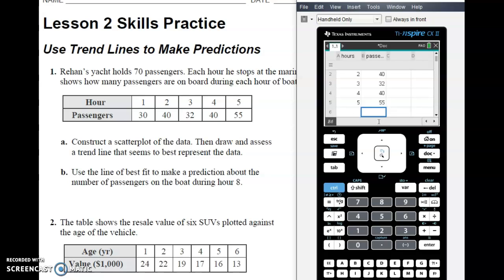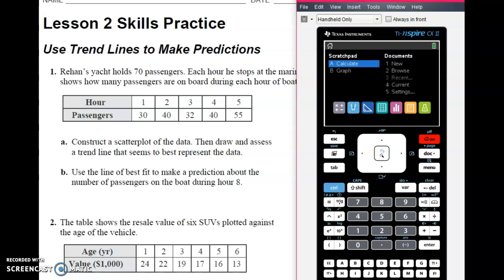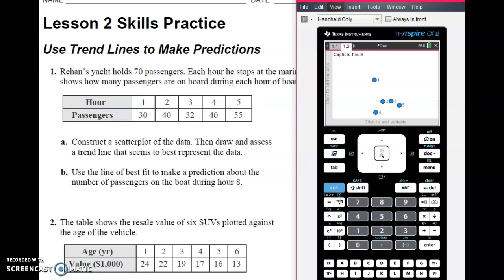Once you have your table, go back to your home screen. I'm going to hit the statistics. And in order to make this look like the graph on the previous page, I need to label my x-axis as the number of hours. That's the independent variable. The dependent variable is the y-axis, and it is going to be passengers. Now this looks like a zoomed in version of what I graphed by hand, right? I want it to look like what I graphed by hand.